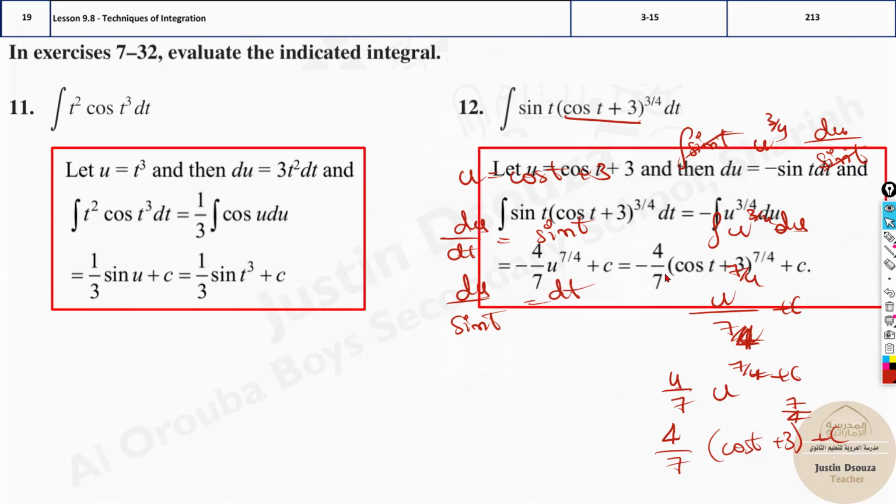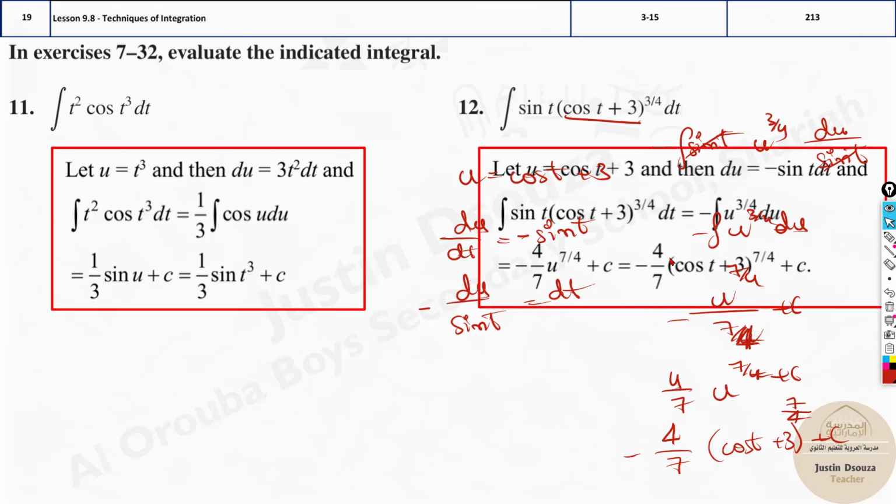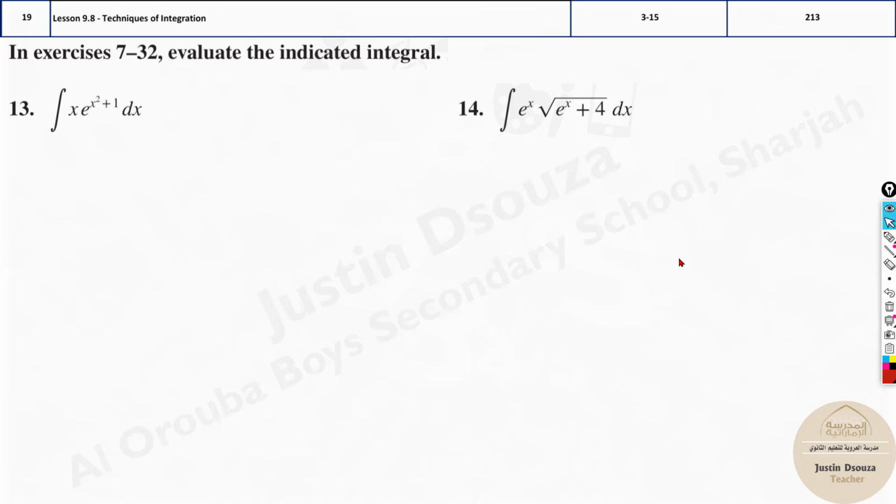Now where did I go wrong? I'm sorry, I forgot this minus, because the derivative of cosine is not positive sine, it's minus sine. I was just carried away. So here the minus sign would always be there in the final answer. So that would be the answer. It's minus 4 by 7 cos t plus 3, to the power 7 by 4 plus c.